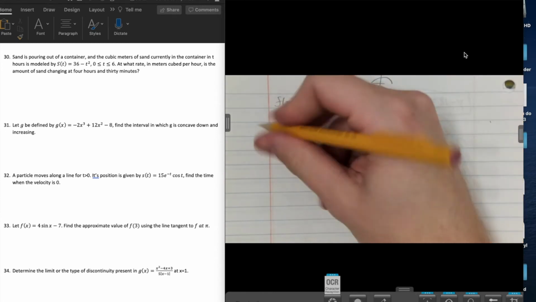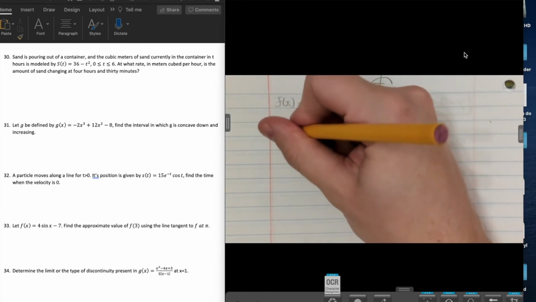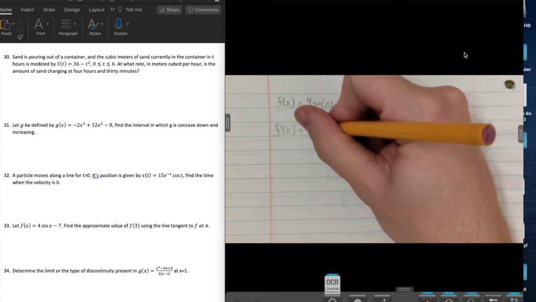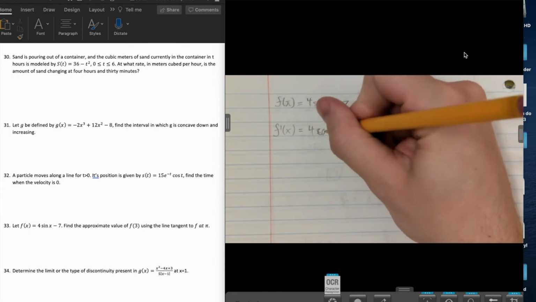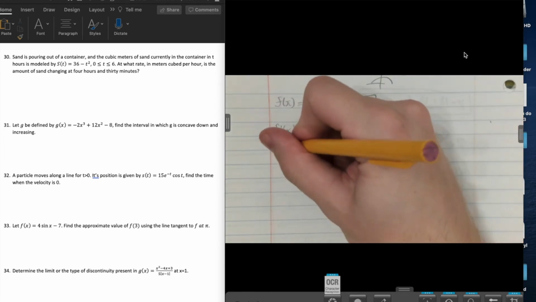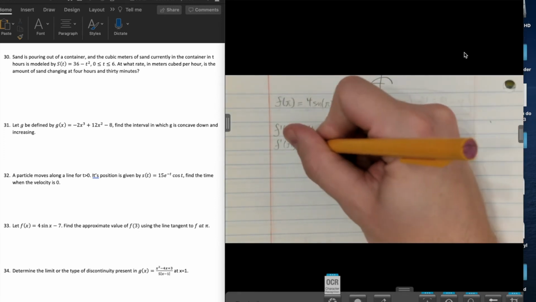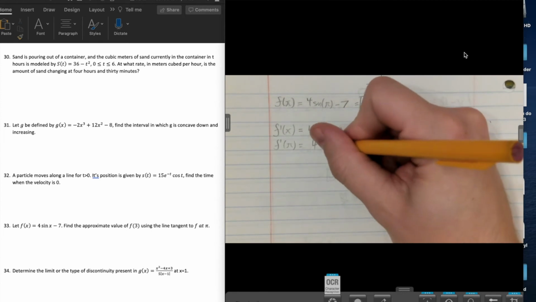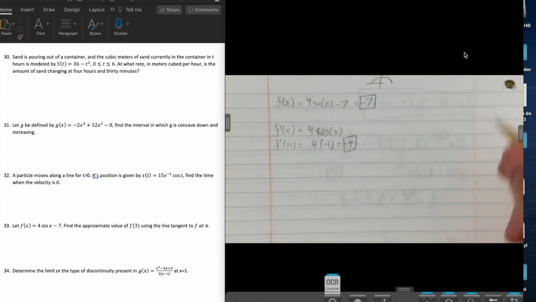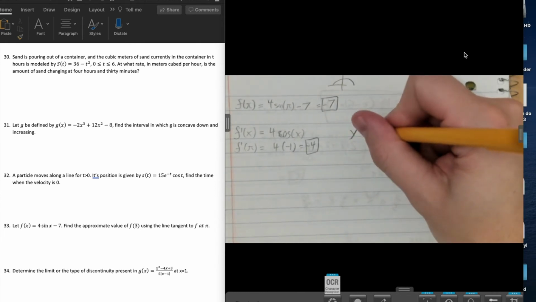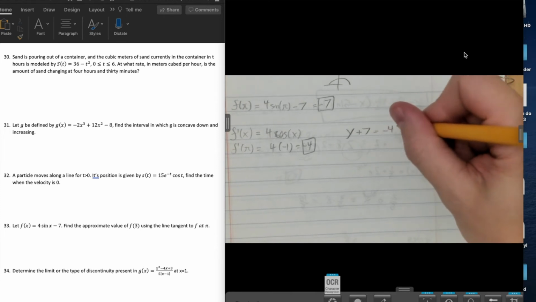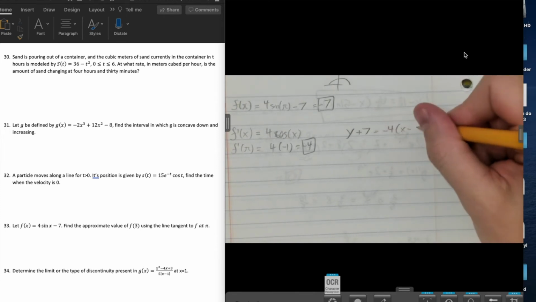So now we have our y value. And now we need our slope value. So let's find f prime of x. If we derive sine, we get cosine. So f prime is 4 cosine of x, and the negative 7 derives to 0. And now we need the derivative at pi. So 4 times cosine of pi is really 4 times negative 1. So our derivative, our slope, is negative 4. So now we have an approximation line. It's y minus negative 7, so in other words plus, equals the slope value at pi times x minus pi.